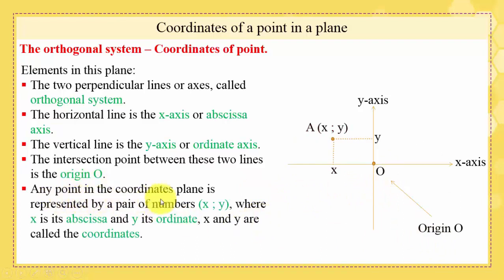Any point in the coordinate plane is represented by a pair of numbers. So any point on this plane is represented by a pair of numbers, x and y. Always x is the first, okay, and y is the second, where x is its abscissa and y its ordinate. x and y are called coordinates. So together they are called coordinates of a point. Orthogonal system is called coordinate plane.